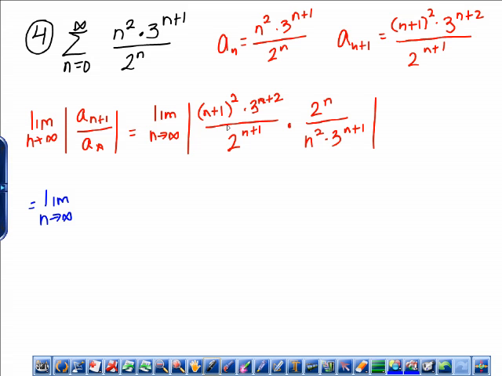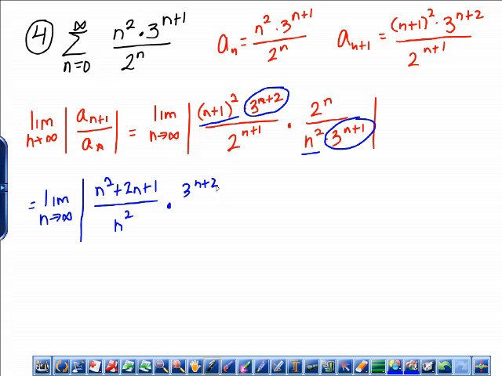Alright, so what we need to do is simplify n plus 1 squared over n squared. Now there is no real simple trick to this, okay? You need to just square n plus 1, alright? And that is going to be n squared plus 2n plus 1. And I'm going to put this over n squared. Okay, now we need to simplify this.